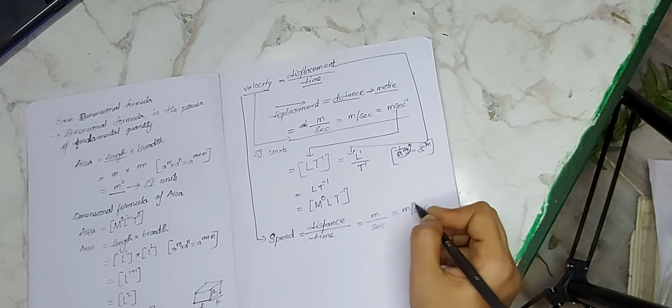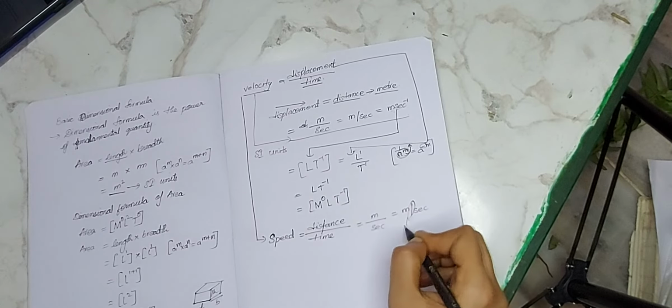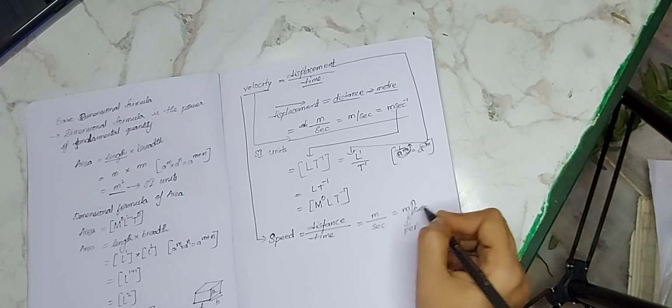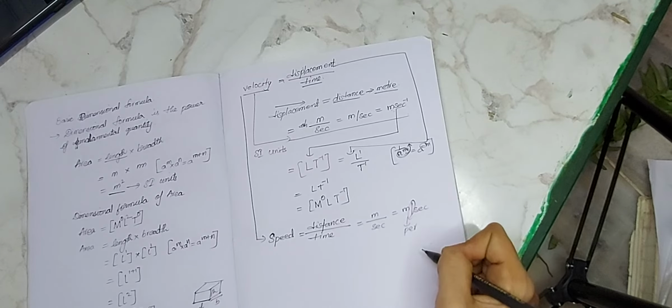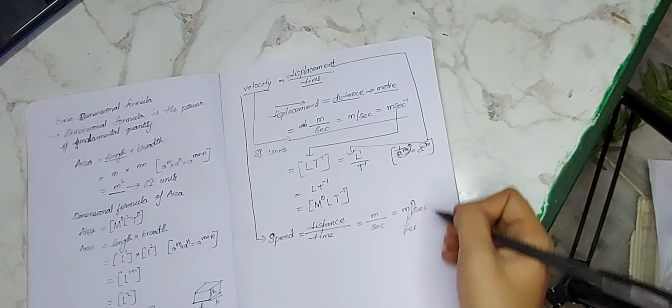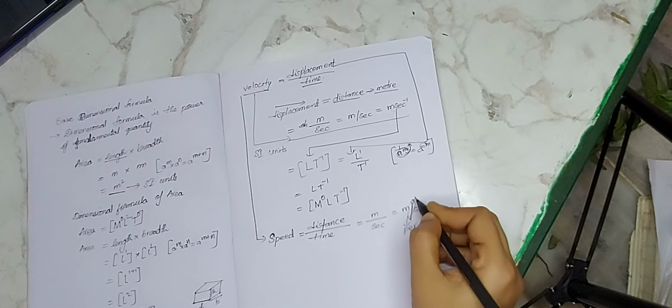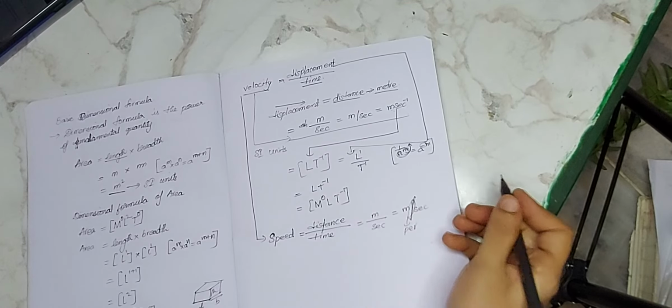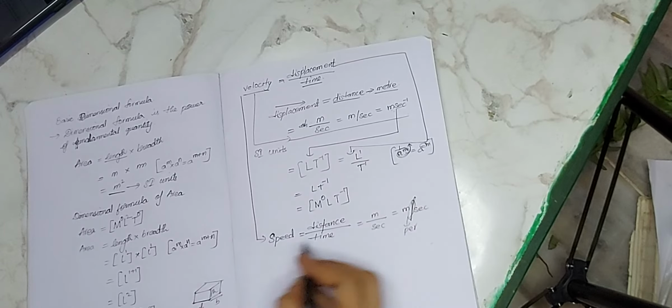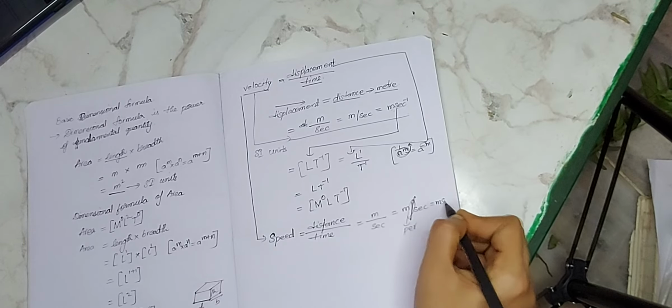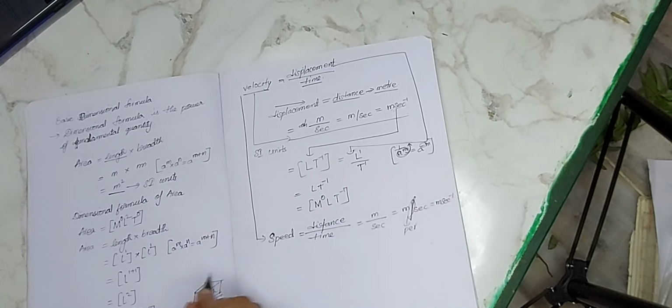You need to remember this divide will be written as per second. If it is square, then you will read per second square, or else per second. So we need to remember this. A slash or a divide is simply read as per, and it is written as meter second inverse. Yes, you're right.